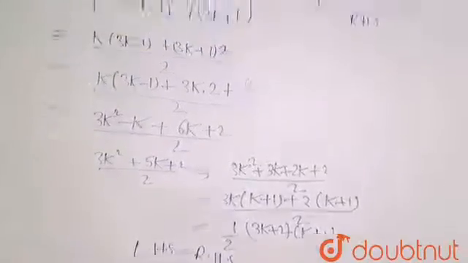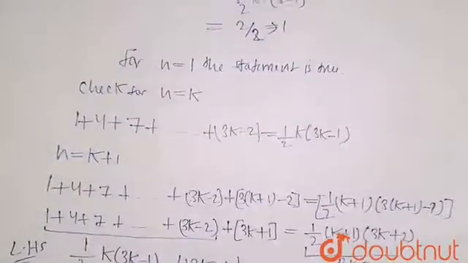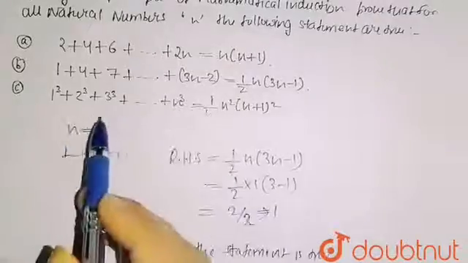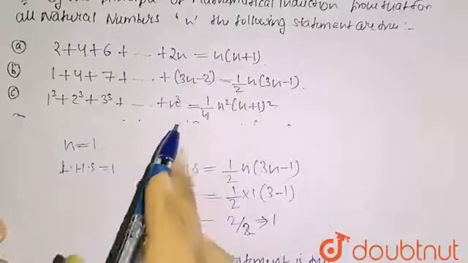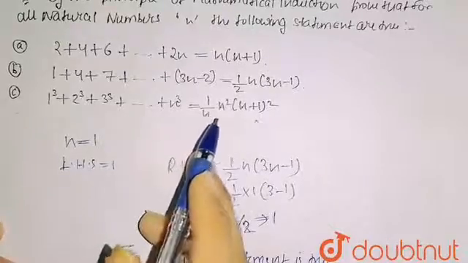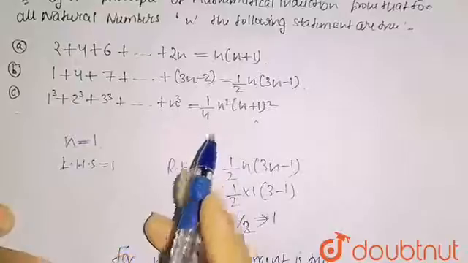Now for the third we have to solve. So your third part is given what? 1 cube plus 2 cube plus 3 cube and so on, n cube equals to 1 upon 4 n square into n plus 1 whole square.